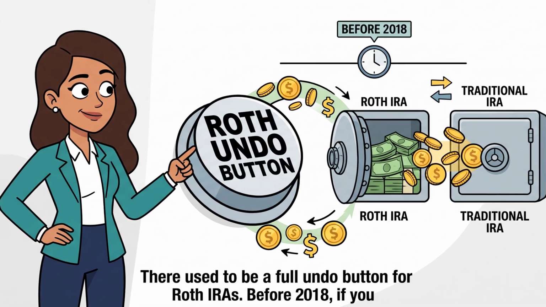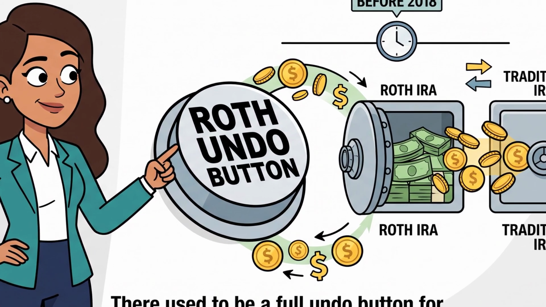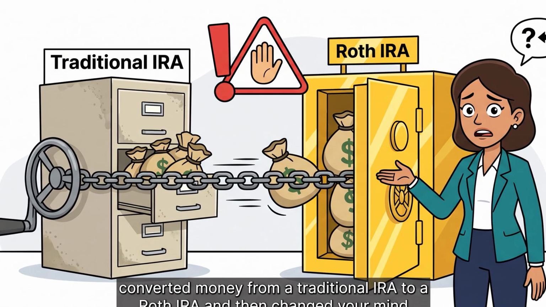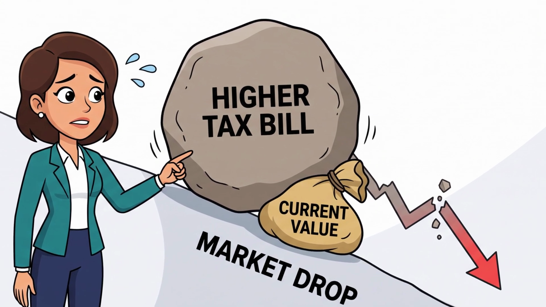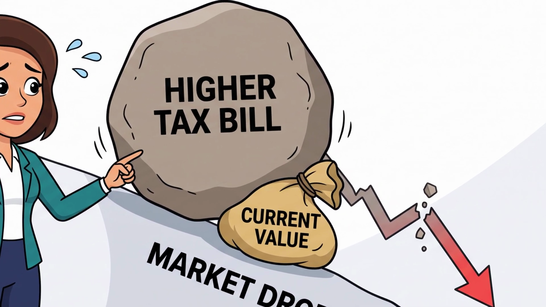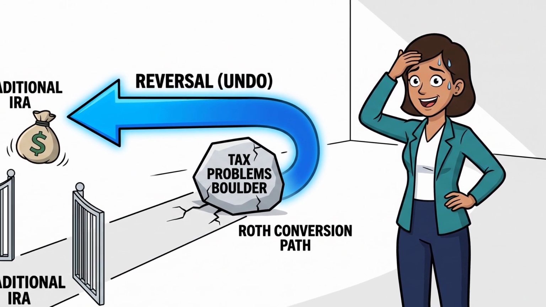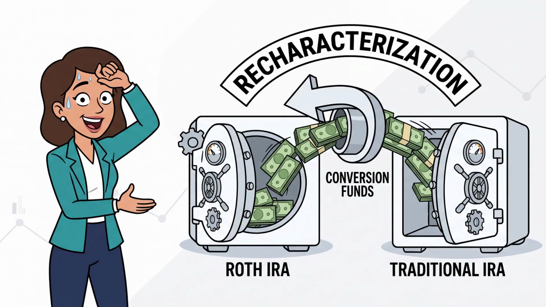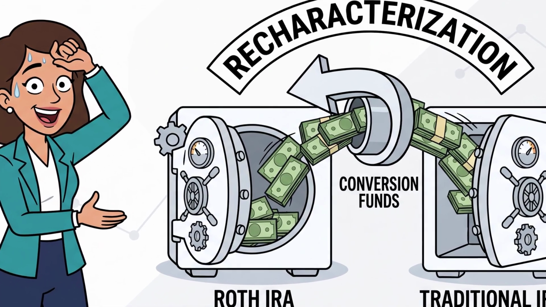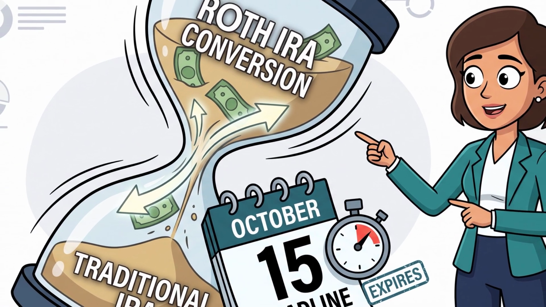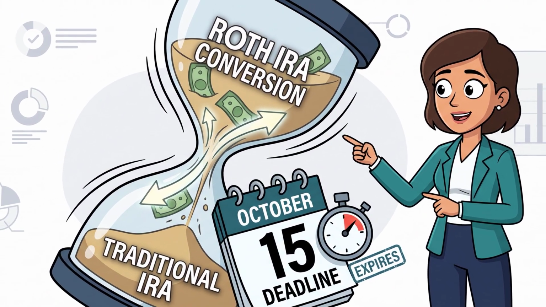There used to be a full undo button for Roth IRAs. Before 2018, if you converted money from a traditional IRA to a Roth IRA and then changed your mind, whether because the market dropped and you owed taxes on a higher value than what was left, or because you realized the conversion created tax problems you had not planned for, you could reverse it. The process was called recharacterization of a conversion, and it allowed you to move the money back from the Roth IRA to a traditional IRA by October 15th of the year following the conversion.